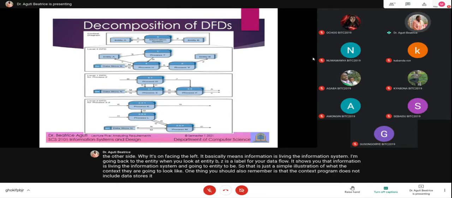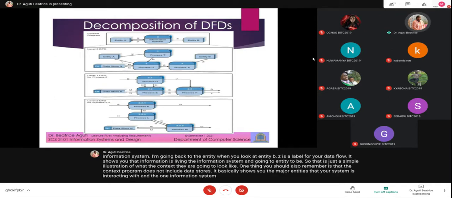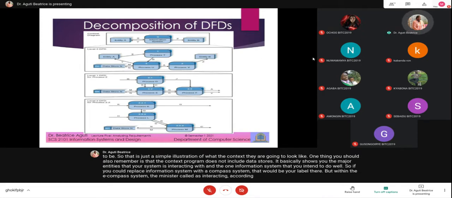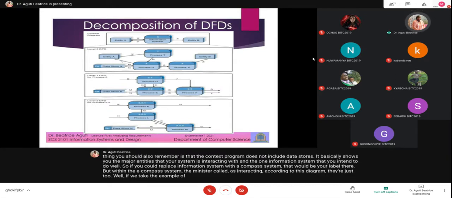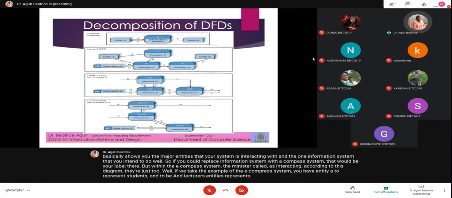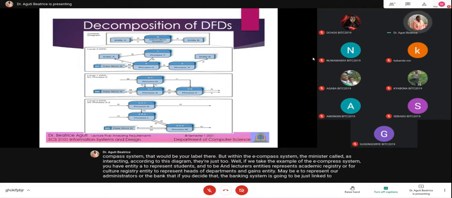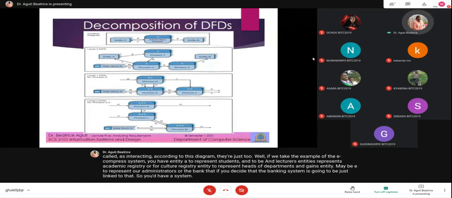It basically shows you the major entities that your system is interacting with and the one information system that you intend to develop. So if we could replace information system with eCampus system, that would be your label there. But within the eCampus system, there are many stakeholders interacting. According to this diagram, there are just two. But if we take the example of the eCampus system, you would have entity A to represent students, entity B to represent lecturers, entity C to represent academic registrar or faculty registrar, entity D to represent heads of departments and deans, entity maybe E to represent administrators or the bank. That is if you decide that the banking system is going to be just linked to that. So you'd have a banking system linked to your eCampus system.